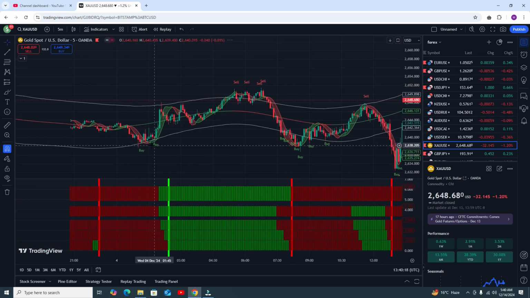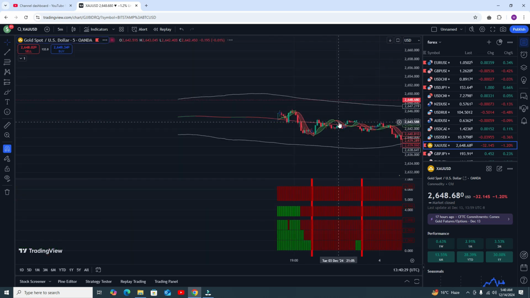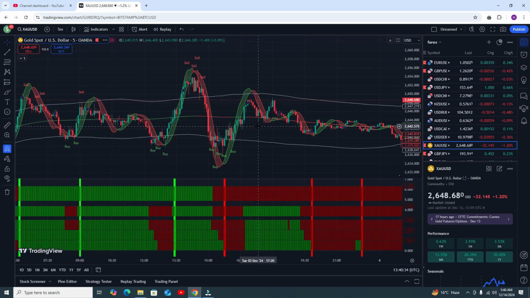This one, I think at this point you can go for the buy trade, but the candle is very close to the upper band line, so that's why I don't recommend this one. I am only considering the perfect trade.